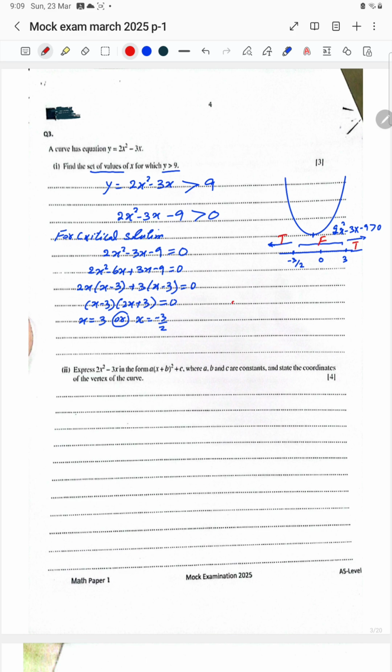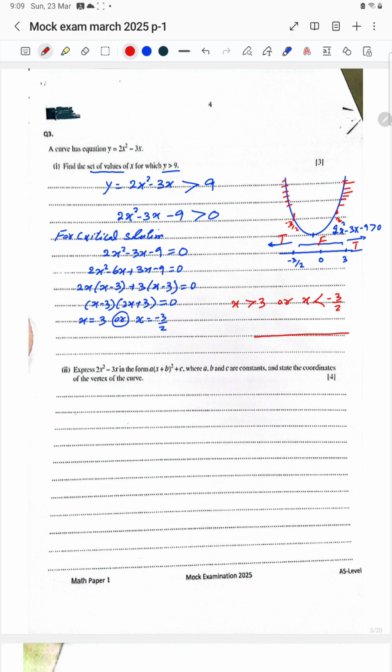So my answer can be x greater than 3 or x smaller than minus 3 by 2, right? If it is minus 3 by 2 here and 3 here, this portion is true, and above it, not in between. This is the final answer. I hope it is clear. Let's proceed to the second part.